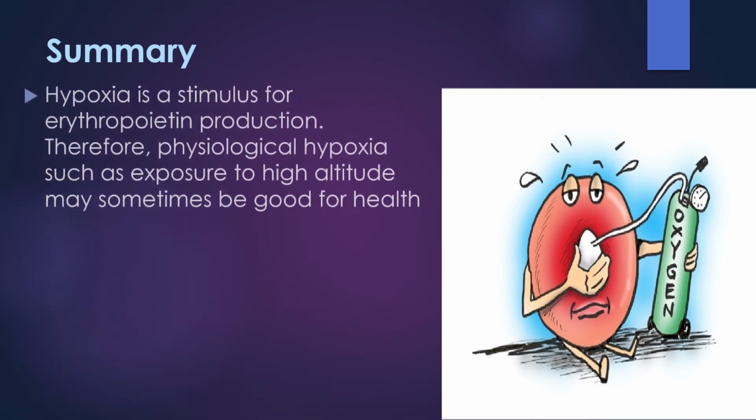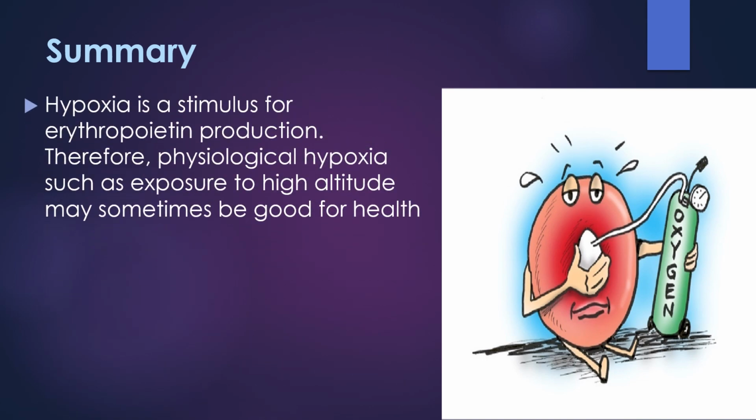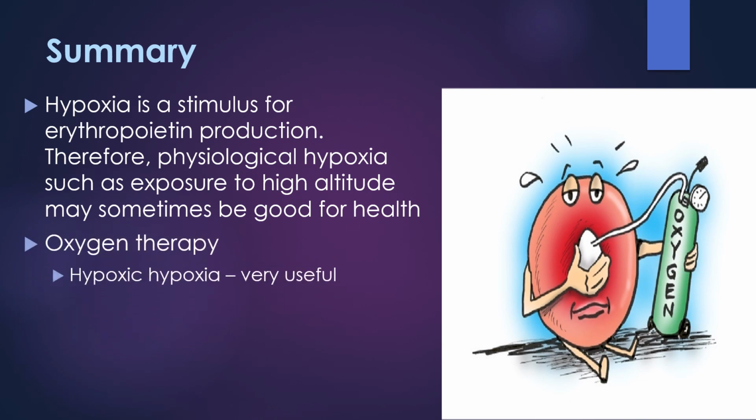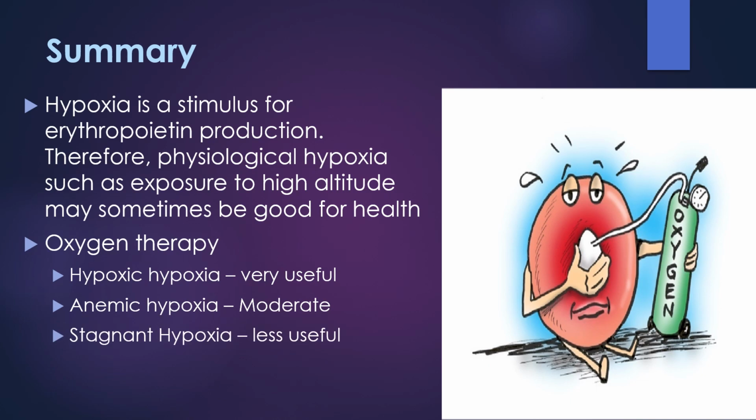In summary, hypoxia is a stimulus for erythropoietin production, therefore physiological hypoxia such as exposure to high altitude may sometimes be good for health. Oxygen therapy: in hypoxic hypoxia, it is very useful. In anemic hypoxia, it is moderately useful, and very less useful in stagnant hypoxia. And in histotoxic hypoxia, it is not at all useful.